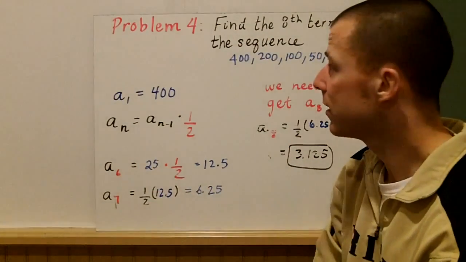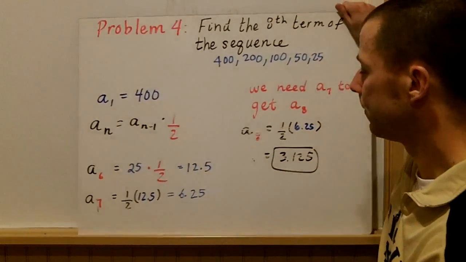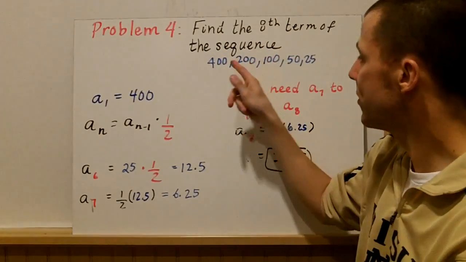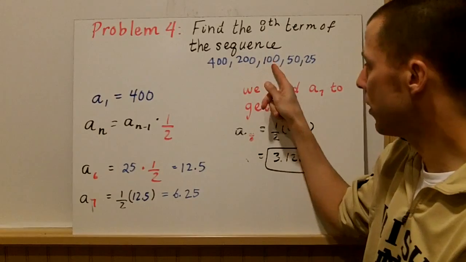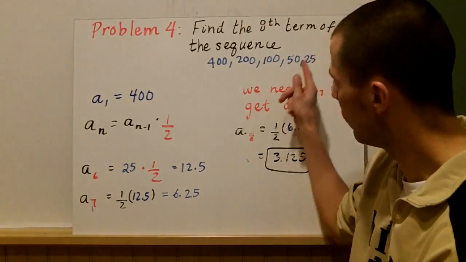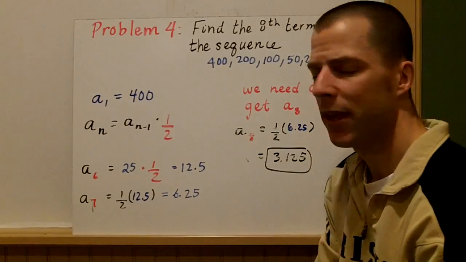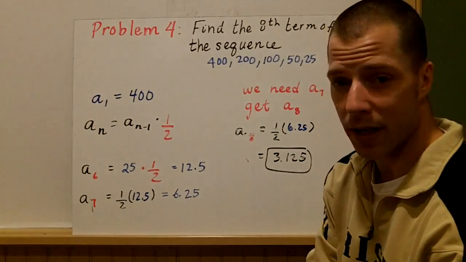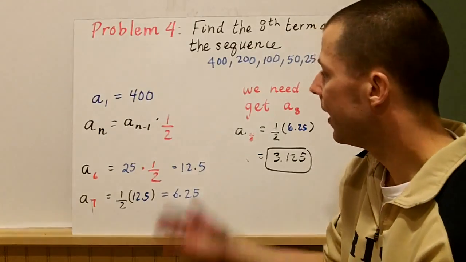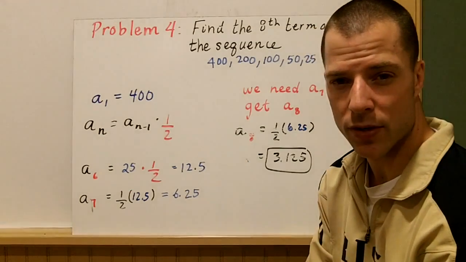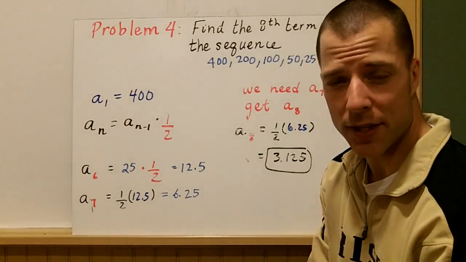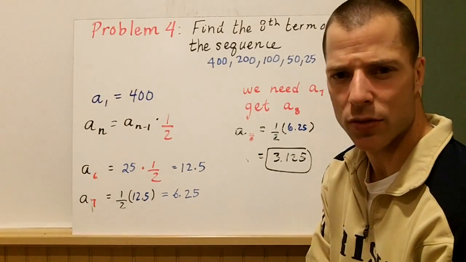All right, guys, our final example, problem number 4. Find the 8th term of the sequence 400, 200, 100, 50, 25. Hopefully you look at that and say, that's finite, because there's no comma, dot, dot, dot. Well, it doesn't ask me whether I need an explicit or a recursive formula. In this case, I actually chose to do a recursive formula because I have the first 5 terms. I only need to go out to 8, so it's not that much extra work.